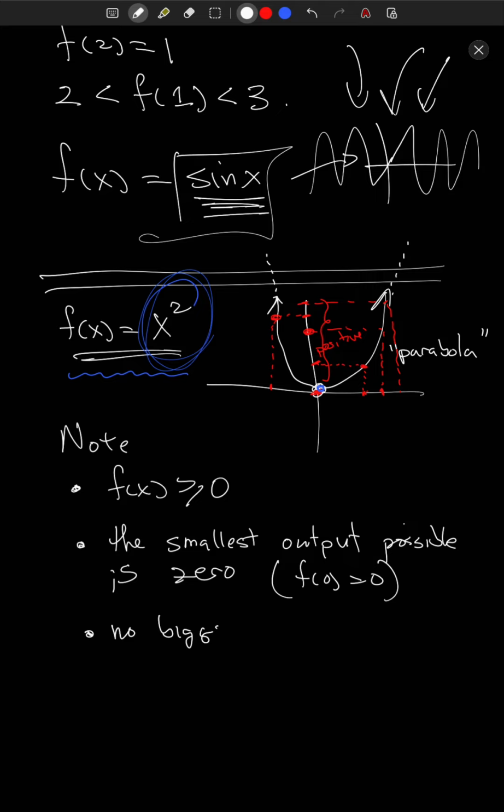No biggest output, right? Because whatever you claim is the biggest output, I can always find an output that's even bigger. That's the kind of official reasoning.